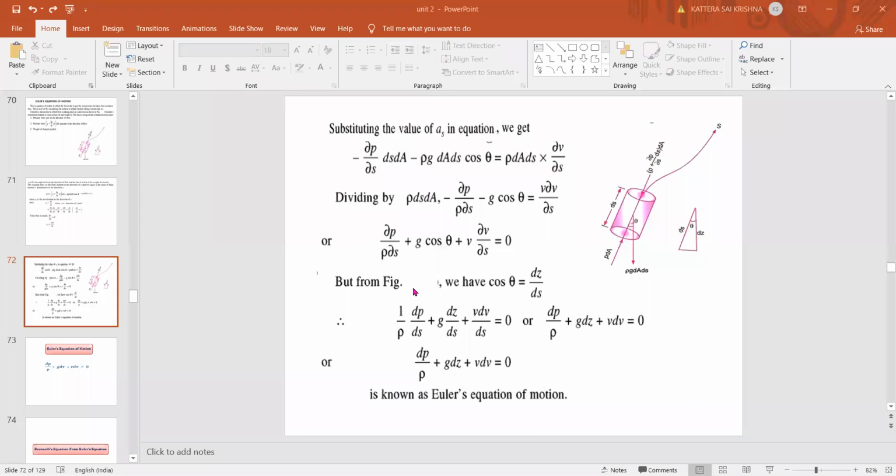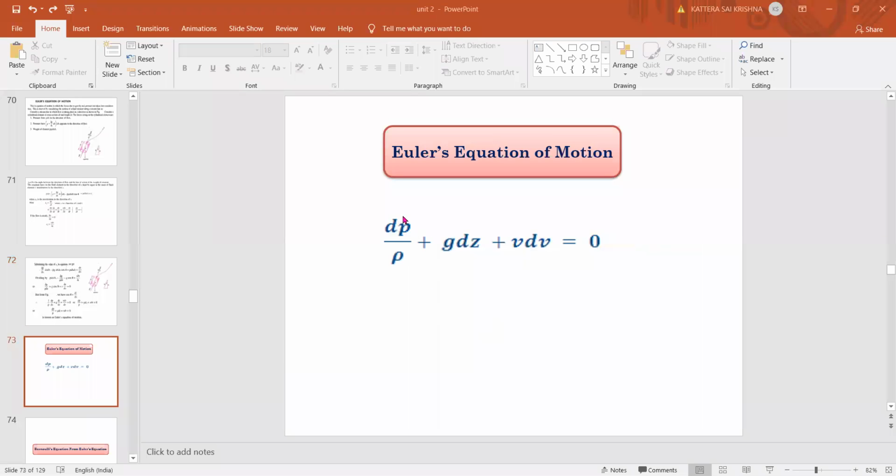Okay, right. So Euler's equation we have completed. Here we have these three terms, dp by rho. Remember, this is also looking like t. Just be careful, it is not t, it is rho, the density symbol. So dp by rho plus g dz plus v dv equal to 0 is known as your Euler's equation of motion.